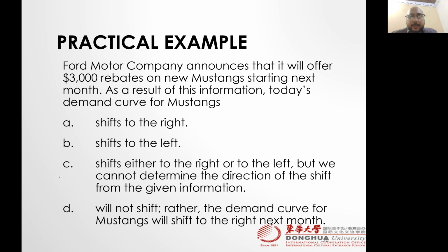Ford Motor. I think we need to discuss that. Okay, now read this question and apply your last lecture knowledge here. So we have a practical example: Ford Motor Company announces that it will offer a $3,000 rebate on a new Mustang starting next month. As a result of this information, today's demand curve for Mustangs. Now you tell me, A, B, C, D. I'm going to give you 1 minute to think about it, and I'm going to call the names. You need to just answer.